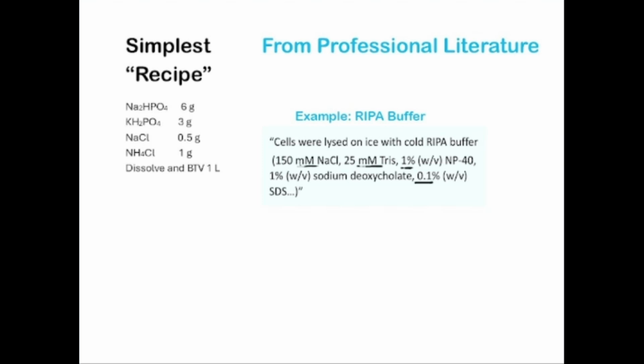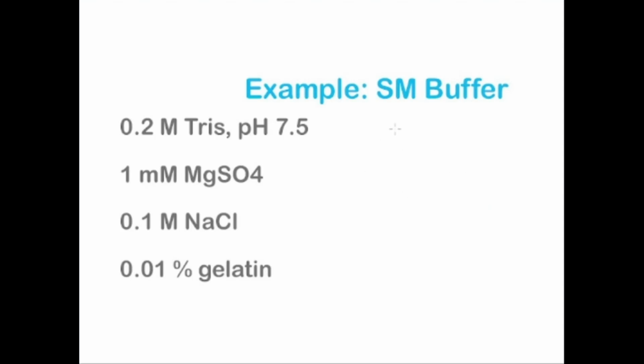But in order to get there, before we think about RIPA, we're going to start with SM buffer, another common molecular biology buffer. Here, I've listed the ingredients instead of putting them in parentheses with commas, so they're a little easier to see. So there are 4 components in this buffer: 2/10 molar Tris, pH 7.5, and we'll talk about that in a minute, 1 millimolar magnesium sulfate, etc. So here we have 4 components. What do we do to make our solution?